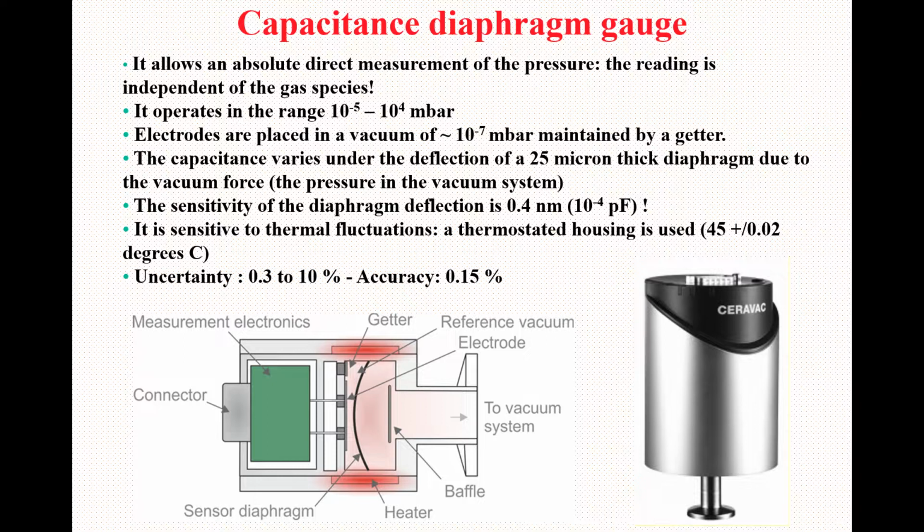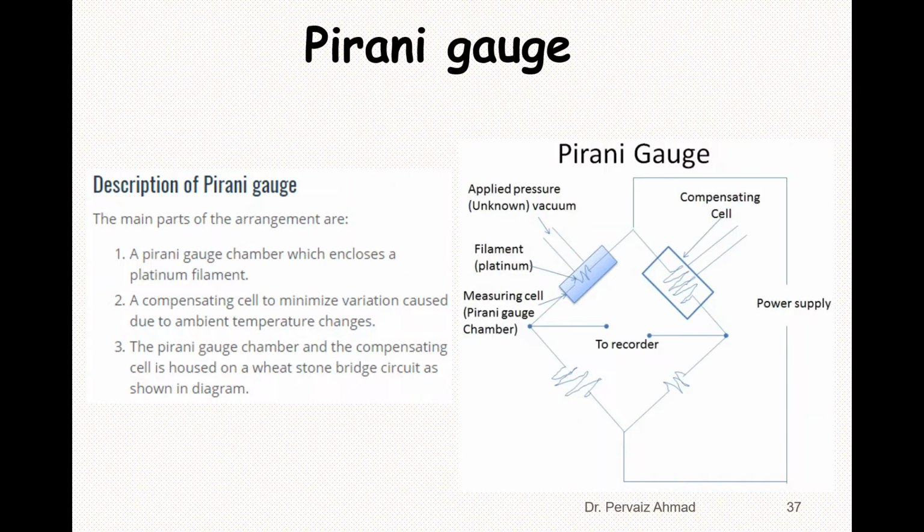It also has an uncertainty, which is equal to 0.32, almost 10%, with accuracy equal to 0.15%. This is all about the capacitance diaphragm gauge. Then we have the Pirani gauge, and you can look here at the diagram of the Pirani gauge, at how it looks, and how we describe the functions of different parts of the Pirani gauge.